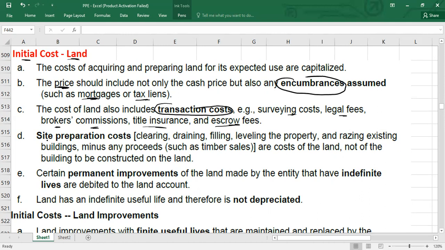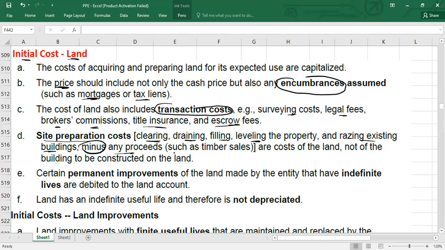Then it might also include the site preparation cost. Site preparation cost means clearing the land, maybe a draining system, filling the land, or leveling the property, even razing existing buildings. Maybe you purchase the land and there is an old building there that you don't need, so you are going to demolish that building. The cost which you have incurred to demolish the building will also be part of the cost of land.